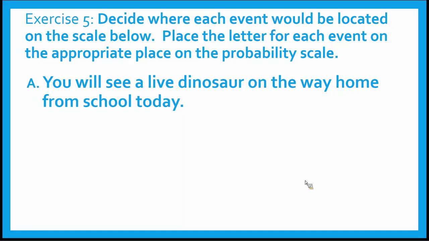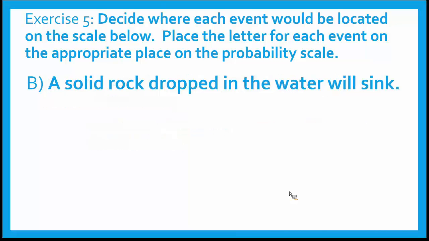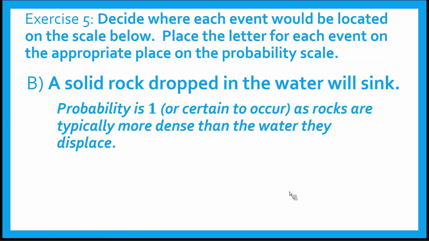So first, you will see a live dinosaur on the way home from school today. Probability is 0, or impossible, as there are no live dinosaurs. So A would be located where it's impossible, 0. Part B, a solid rock dropped in the water will sink. Probability is 1. It's for certain, as rocks are typically more dense than the water they displace.